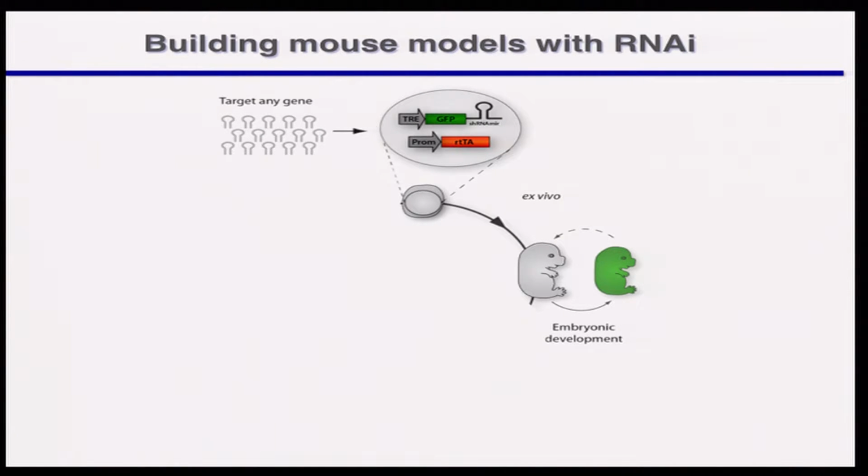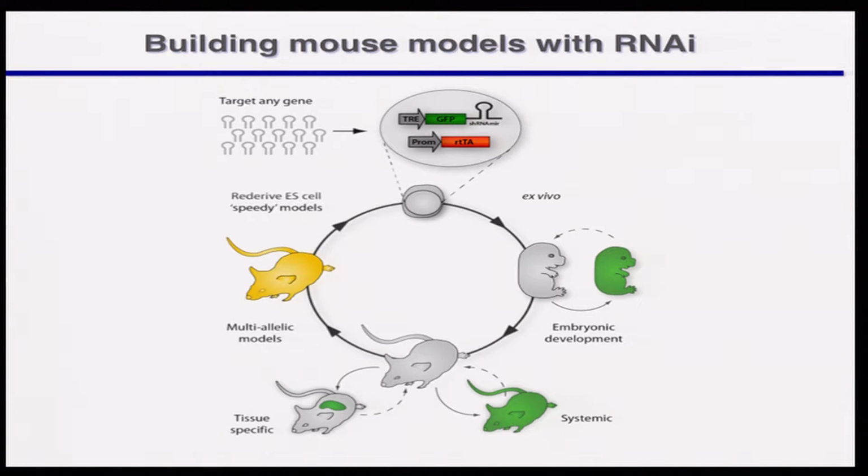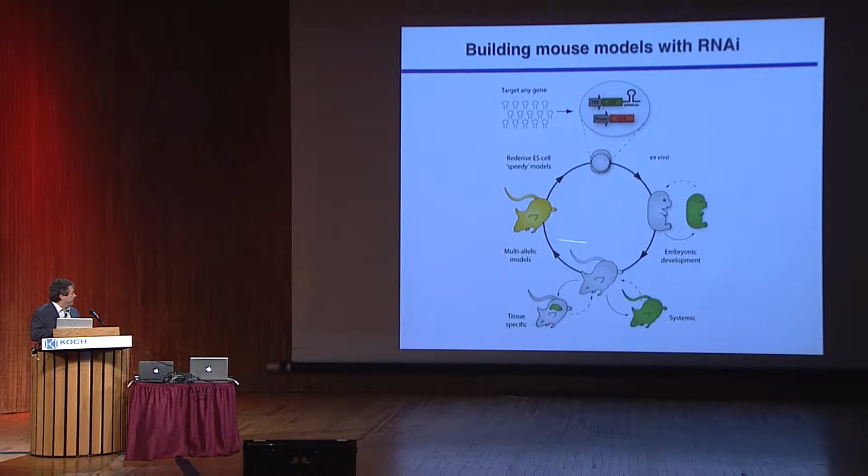One can induce it in the embryo if one wants to study the role of a gene during embryonic development, but what if one does not? One can wait till the mice are born and then induce the shRNA knockdown in the adult animal. One can also cross these strains into other cancer-prone strains and look at how perturbing gene function might affect the trajectory of a particular cancer, or for that matter, any disease, if there's a particular disease gene.